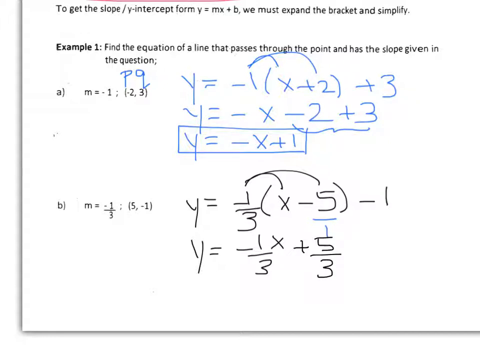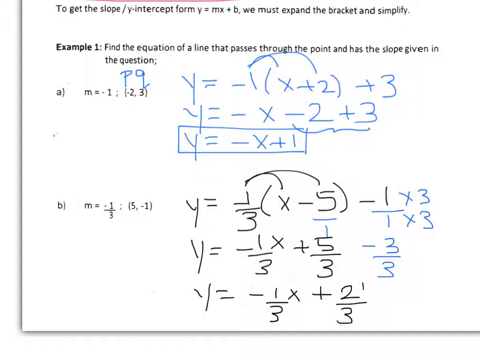Now if we want to subtract the 1 at the end, it has to have a common denominator. Right now it does not. So we're going to take that fraction, negative 1 over 1, and we're going to triple it to make sure we have a common denominator. It becomes negative 3 over 3. So y is equal to negative 1/3 x. 5 take away 3 is plus 2 over 3. And that's our final answer.